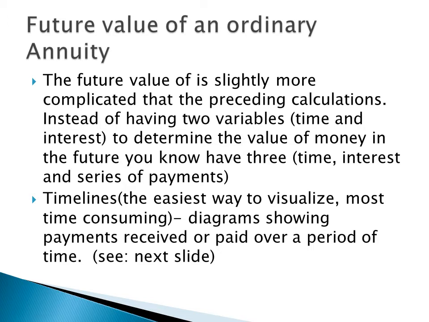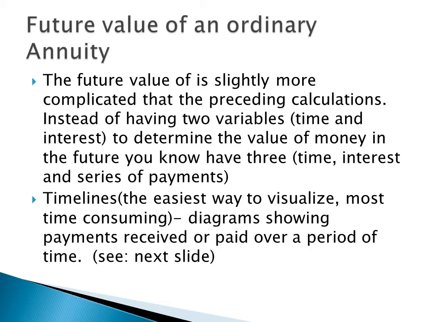The reason why the future value of an annuity is slightly more difficult than the future value of an ordinary sum is that there are only two variables in the preceding equations, compared to the future value of an ordinary annuity, where you're now looking at time, interest, and a series of payments, as opposed to just time and interest like you did in the previous.